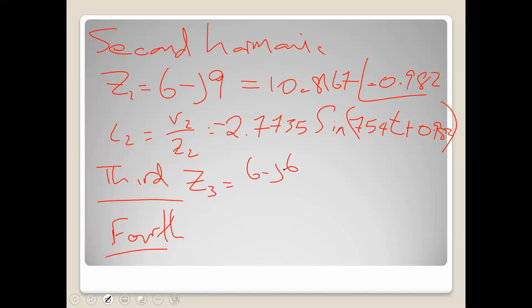All right. Good. So give me the current expression. 2.357 sine 1131t plus 0.785. All right. That sounds okay.